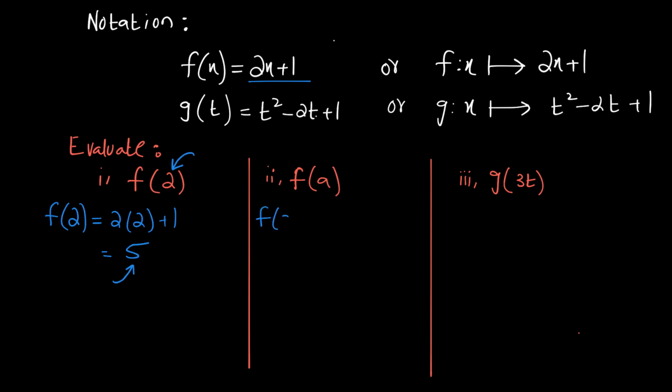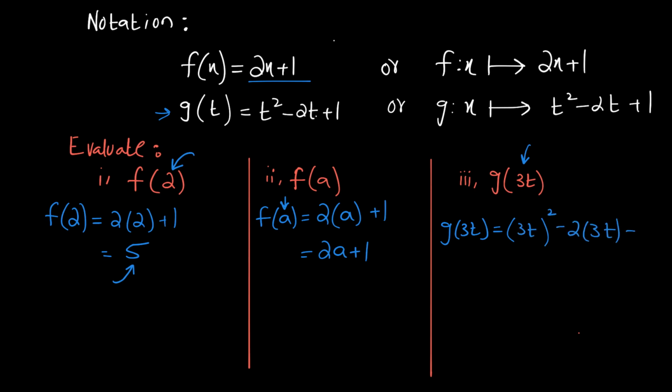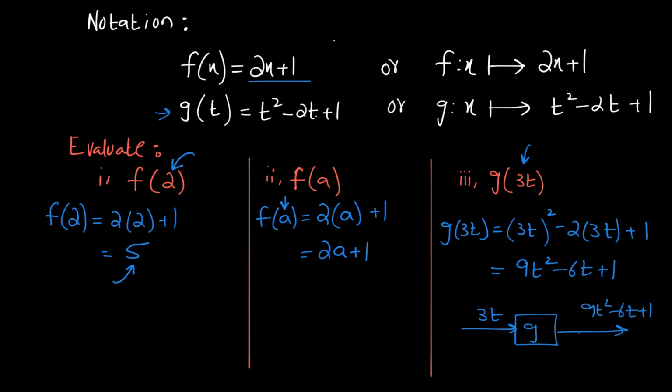Similarly, if you are asked to evaluate f of a, it would be nothing but, instead of x, you now have to input your value a. So the output would be 2a plus 1. Get it? Now there can be other functions as well, such as the function g of t. Now g of t is a quadratic function. So the input over here is g of 3t, meaning this time the input is 3t. So in place of t, you will be inserting 3t and evaluating the result. And this gives you, after simplification, 9t squared minus 6t plus 1. So this means that when in a function 3t is your input, you get 9t squared minus 6t plus 1 as your output.